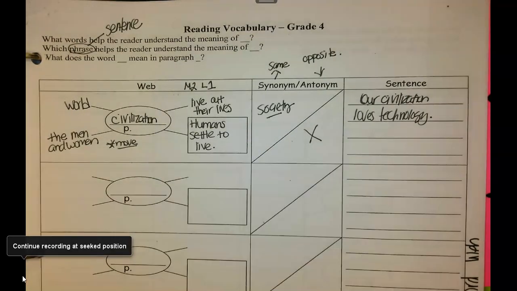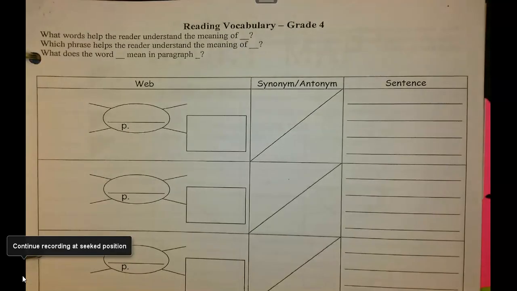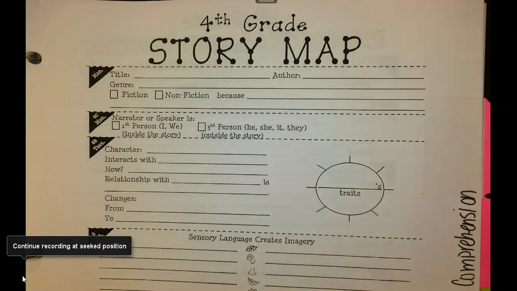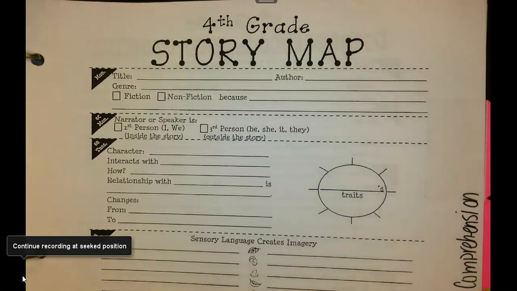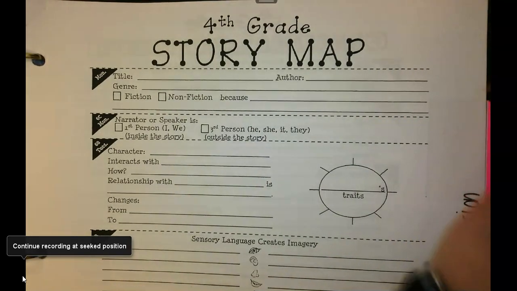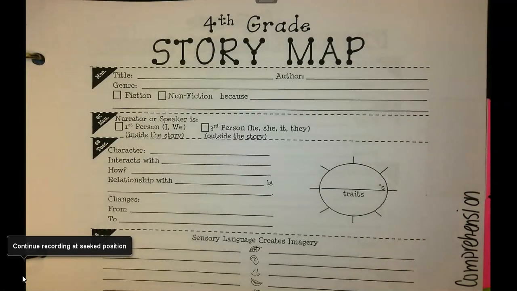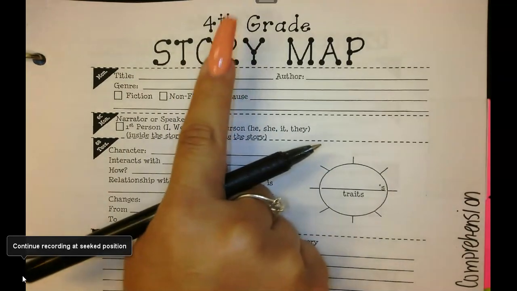Alrighty, let's move on to page number 9. So page number 9, same packet. It looks something like this. It says 4th grade story map. Now, yes, you might have done this last year if you were here with IDEA with Miss Endejo or Miss Hinojosa, but this is going to be 4th grade.